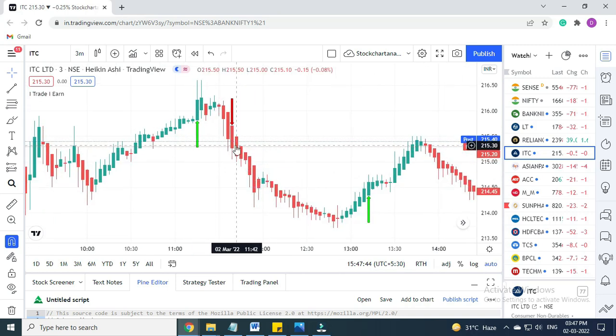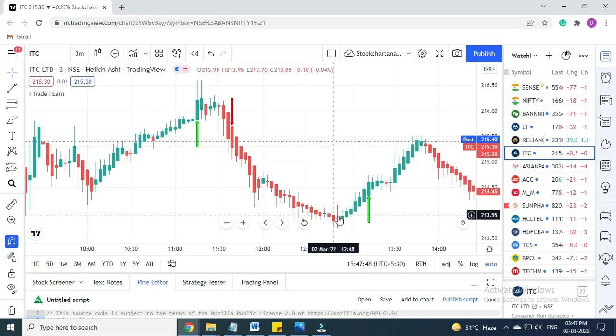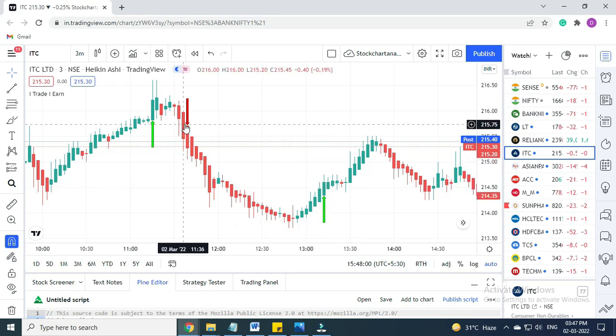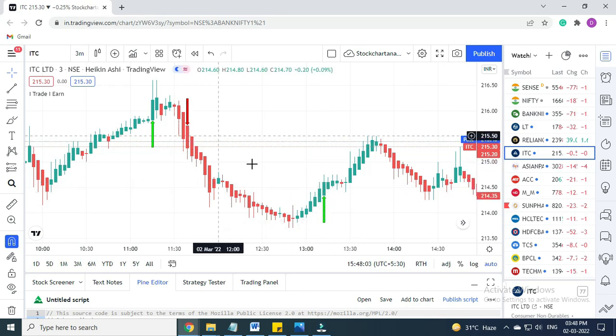Then we have got a sell signal here, and it went down till here, and then again a buy signal. But as I said, we will not consider any buy signals. Why? We will not consider this as a trade, because we have made a profit in this candle.